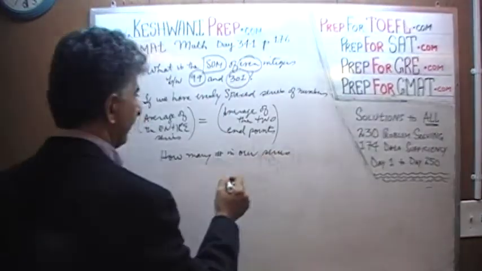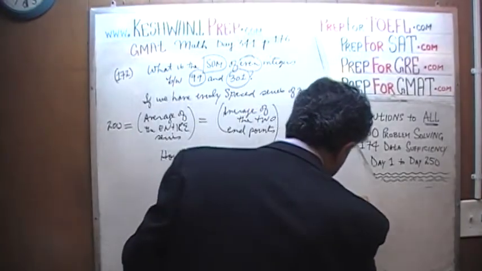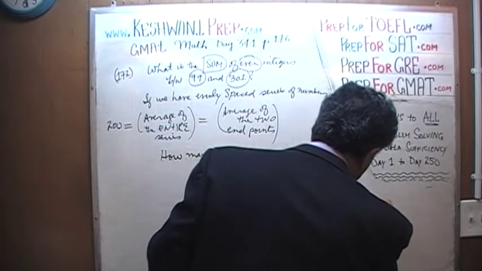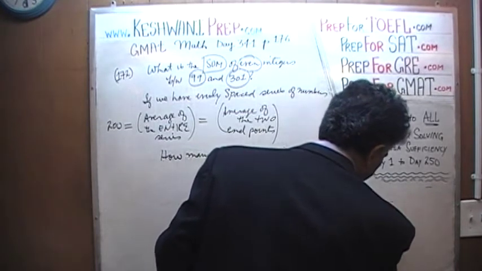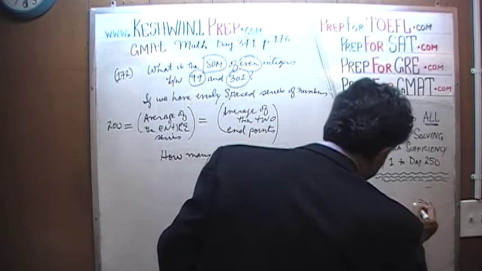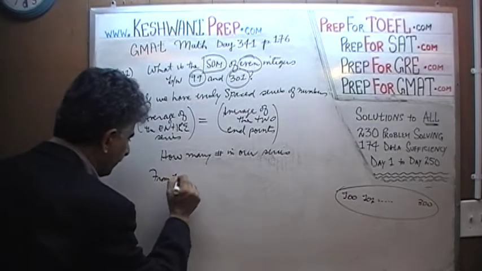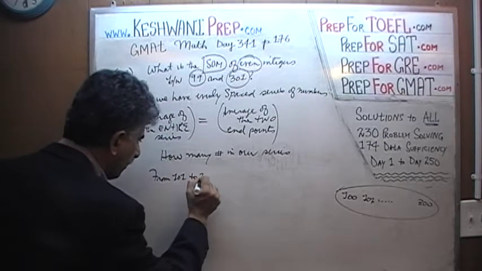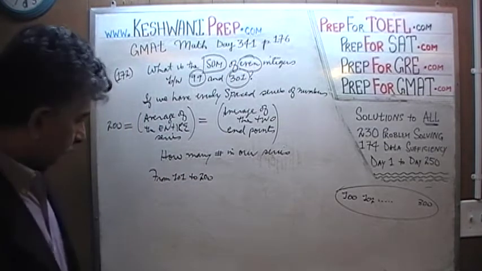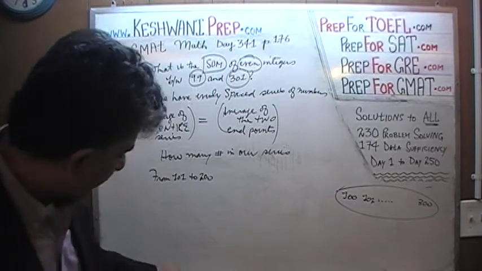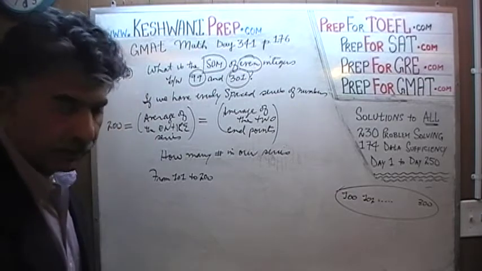Remember, our series begins with 100. It goes 102, 103, 104, 106, all the way up to 300. That's what it is. Well, from 101 through 200, there are 100 numbers.